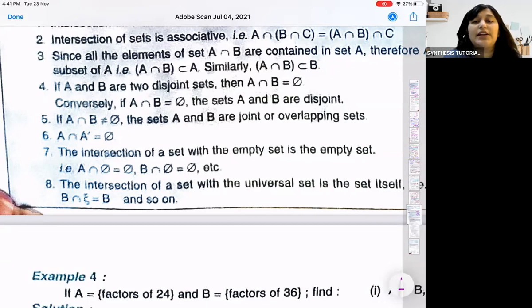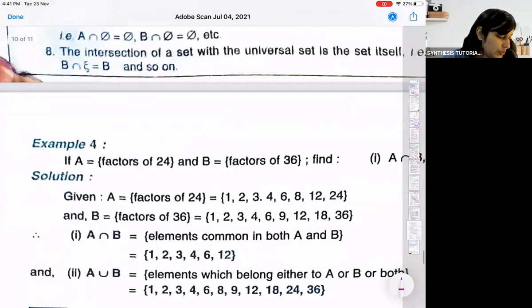And A intersection A complement: can a set and its complement ever have an intersection? No, that will also be empty, because the complement of a set is all the elements which are not there in the set, so they are also disjoint in a way. Okay, the intersection of a set with the empty set will obviously be the empty set. The intersection of a set with the universal set will be the set itself.